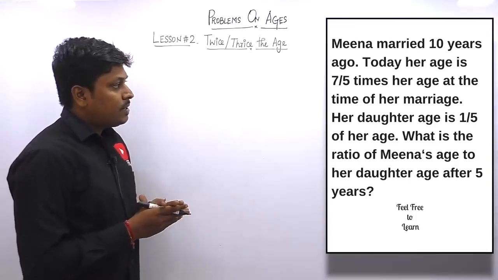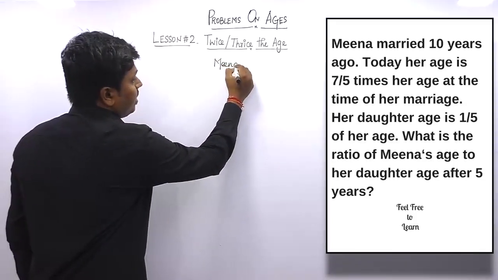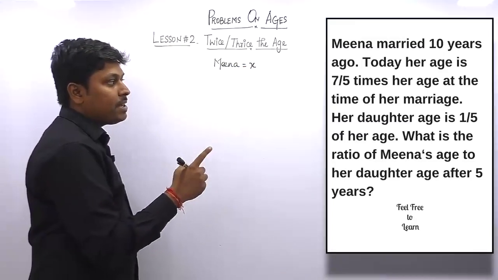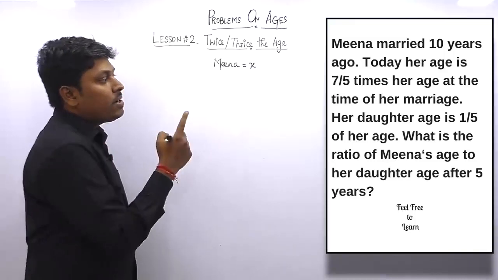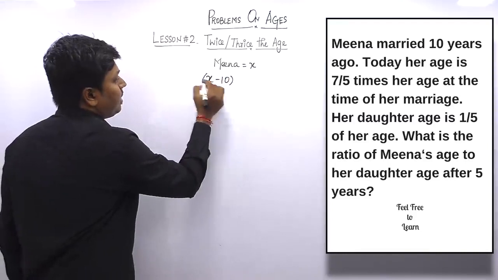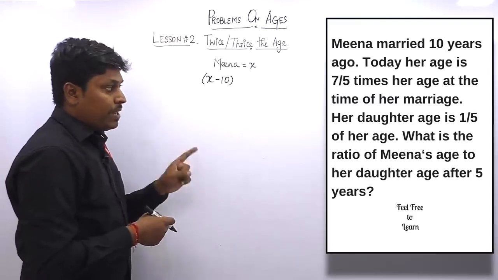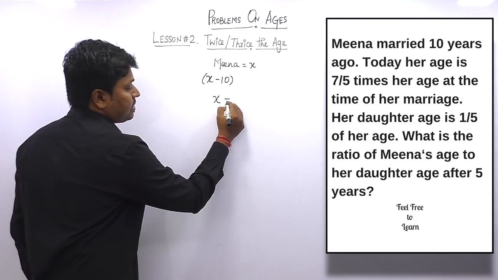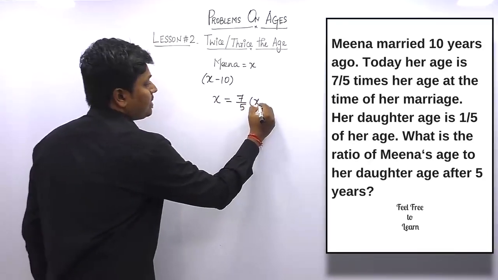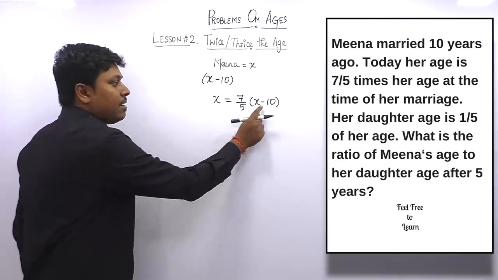So let me do one thing. Let me fix Meena's age as x. Now what they are saying is, today her age is 7 by 5 times her age at the time of her marriage. We already know that Meena's marriage was 10 years ago. So x minus 10 will be Meena's age at the time of marriage. And today her age, the present age, is equal to 7 by 5 times her age at the time of marriage.